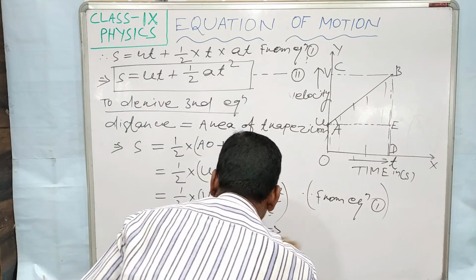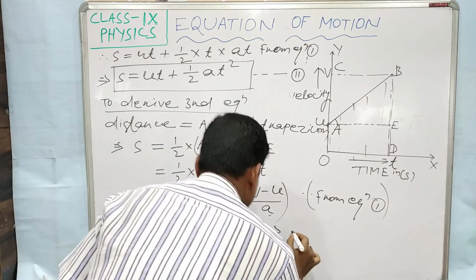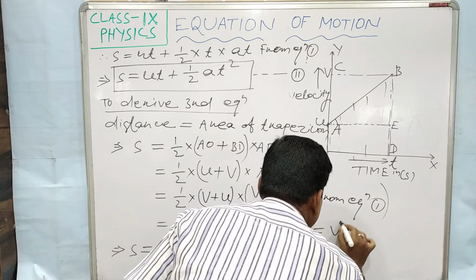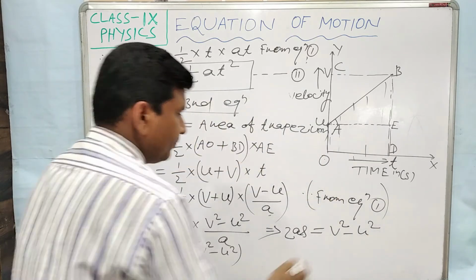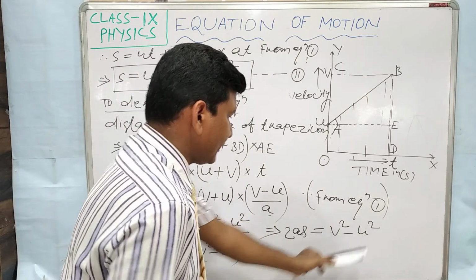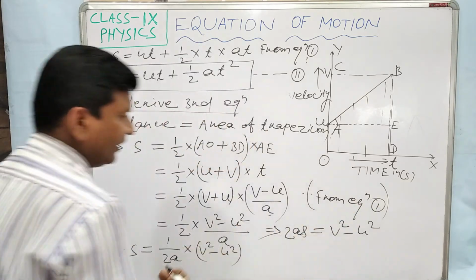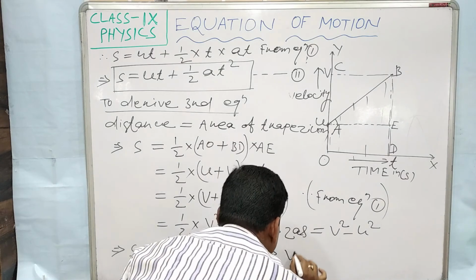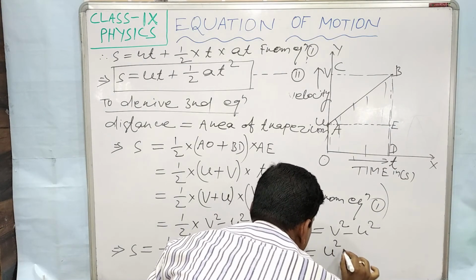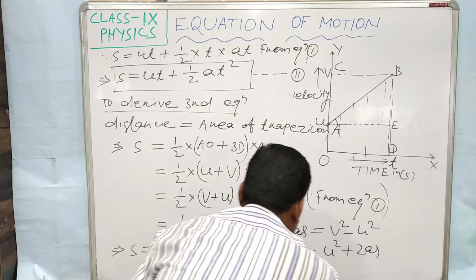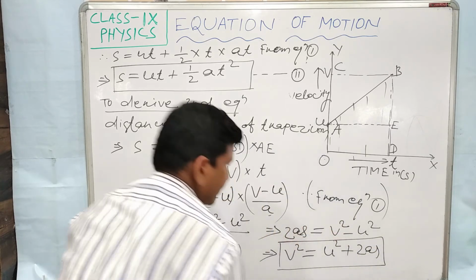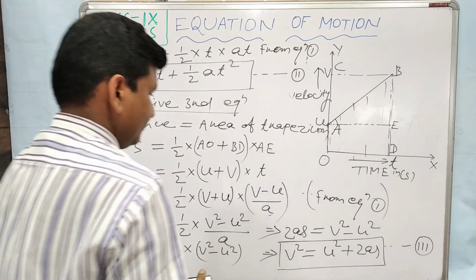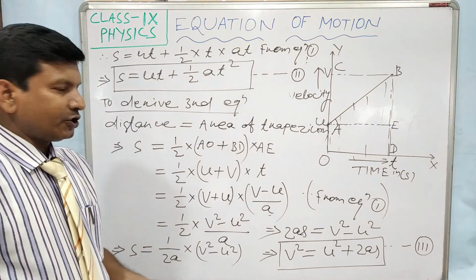That implies 2A take this side, so 2AS is equal to what we get here, V square minus U square. Now bring U square to this side. U square is subtracted on the right-hand side. When U square comes to the left-hand side, it will be added. So therefore now we can write that implies V square is equal to U square plus 2AS, which is your third equation of motion. This is your equation number 3. V square is equal to U square plus 2AS.